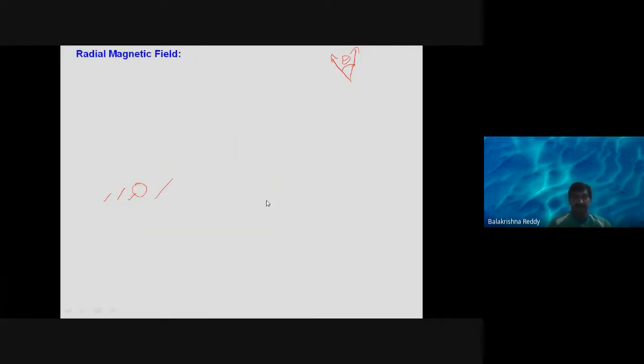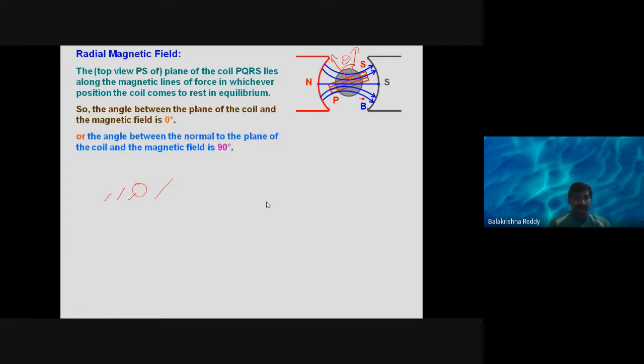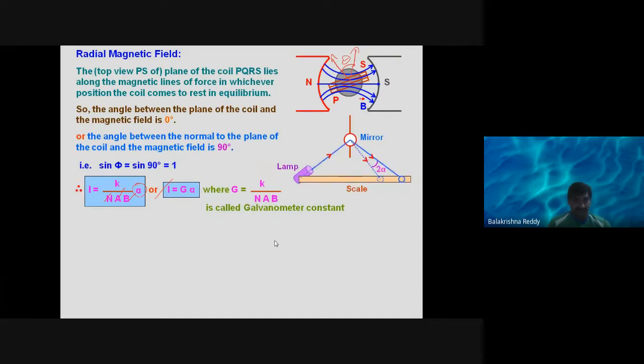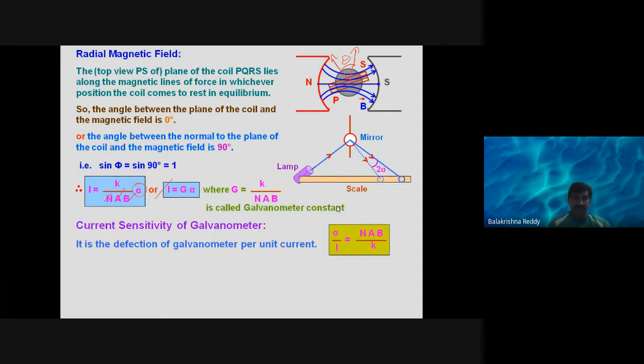Now, radial magnetic field we were also discussing. This is with respect to the mirror method we convert. Here you are finding the current sensitivity of the galvanometer. What do you mean by sensitivity? Sensitivity means the measuring capacity, that for small changes also it will show the measurement.